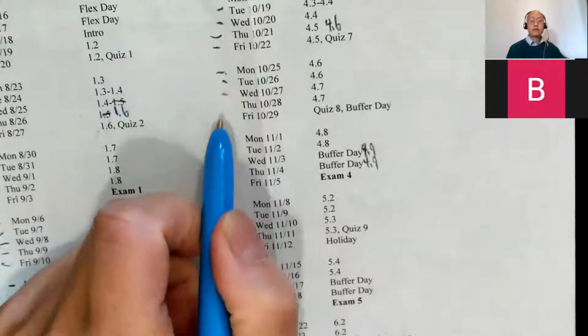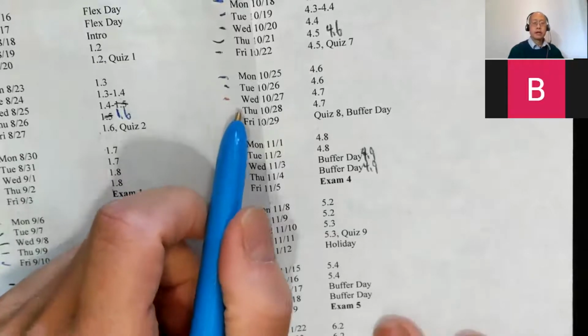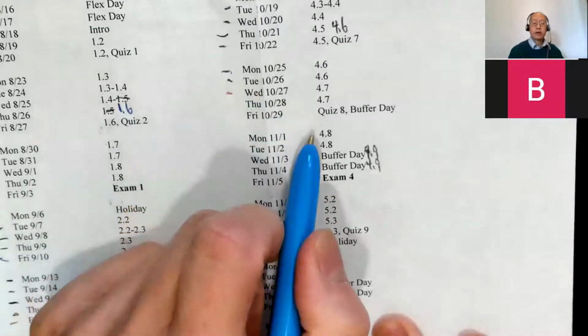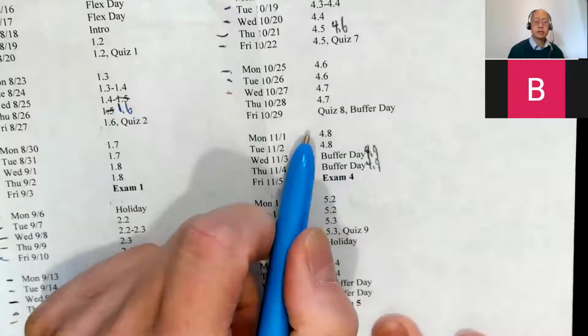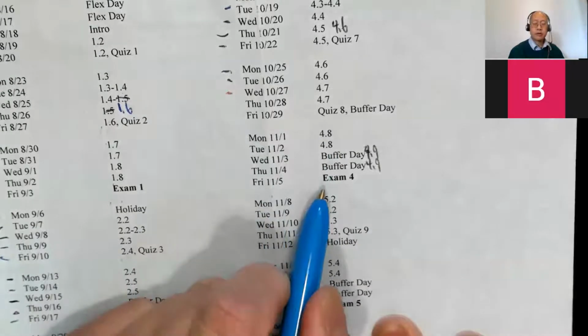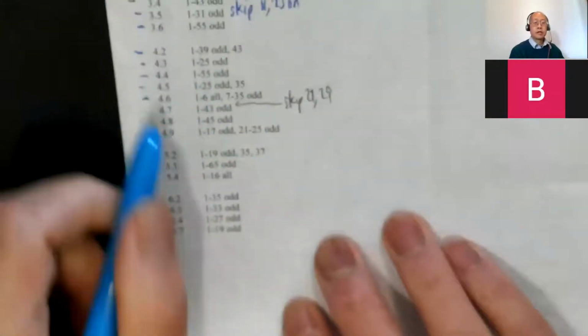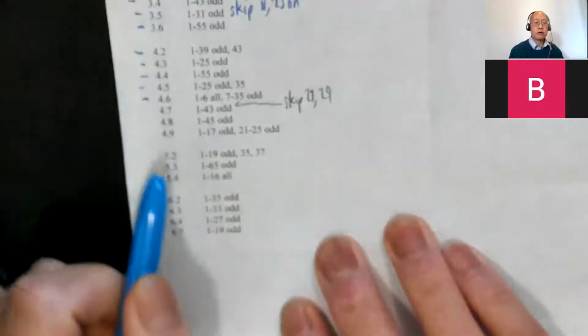Okay, so we're on 4.7. I should be pretty close to finishing 4.7 today. Okay, so we only have 4.8 and 4.9 left to do for this chapter. Friday I'll give you another quiz. And the Friday after that, November the 5th, looks like it's exam four. This is our longest chapter. Review of trig, and the chapters after that are not very long at all.